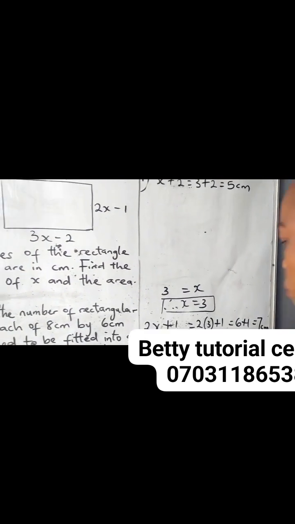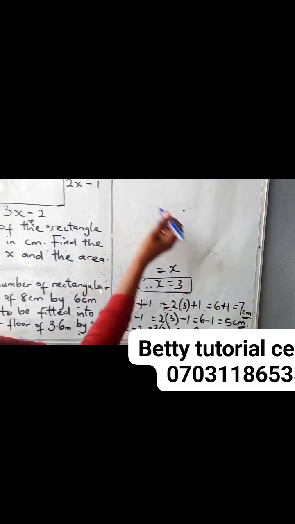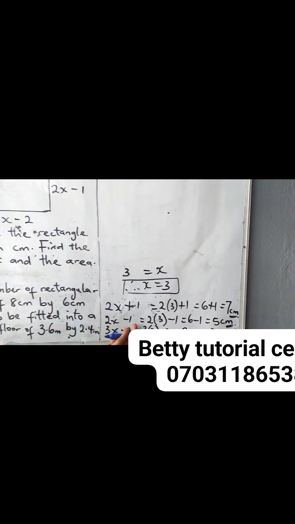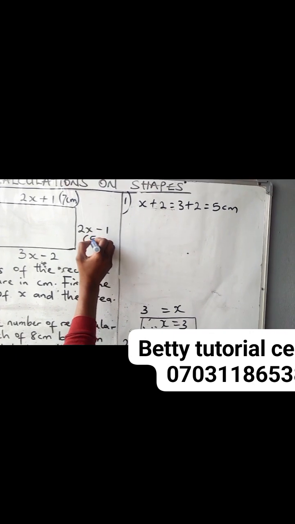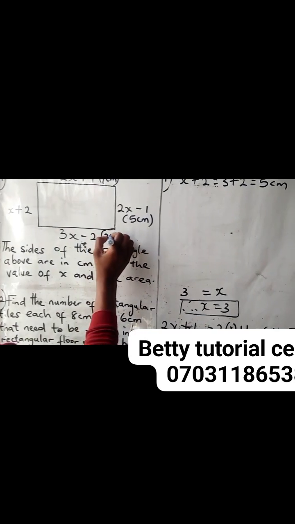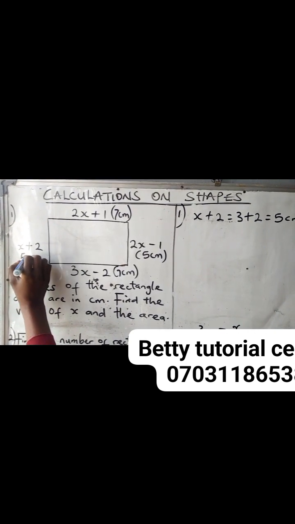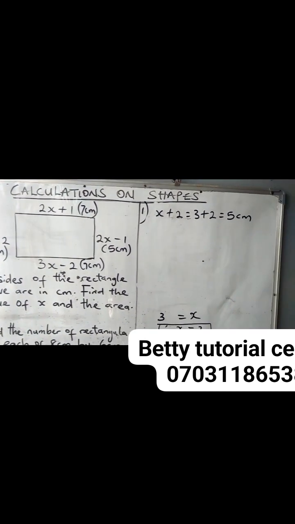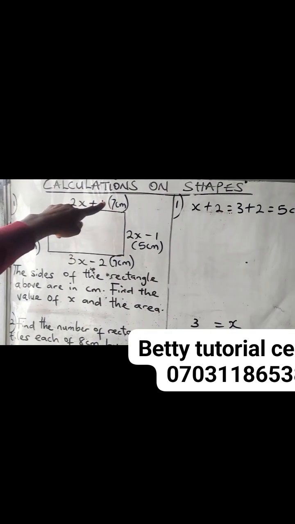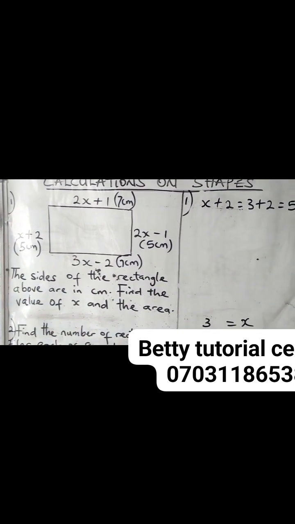Now, let us write them in brackets. 2x plus 1 here is 7 centimeter. That means this length is 7 centimeter. 2x minus 1 here is 5 centimeter. 3x minus 2, 7 centimeter. Then x plus 2, 5 centimeter. So, that means we have our figures well placed because 7 centimeter here is the same thing as 7 centimeter here, and 5 centimeter is the same thing as 5 centimeter.